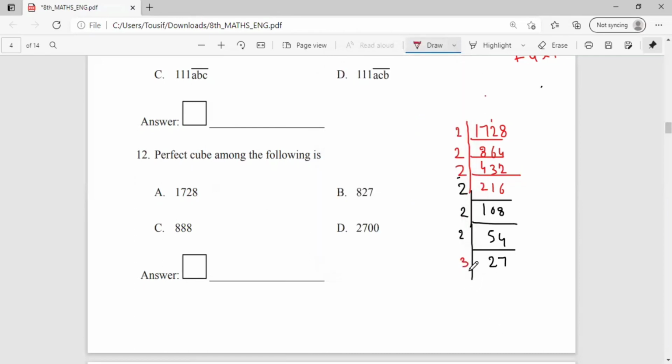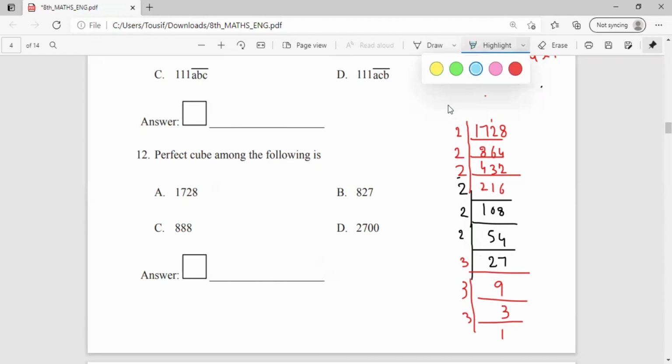We'll go with 3. So 3 9s are 27, and 3 3s are 9. 3 1s are 3. The first option itself is an answer. As you can see, the first factor that we have taken, that was 2, is repeating in the form of a triplet. As you can see, it is repeating 3 times.